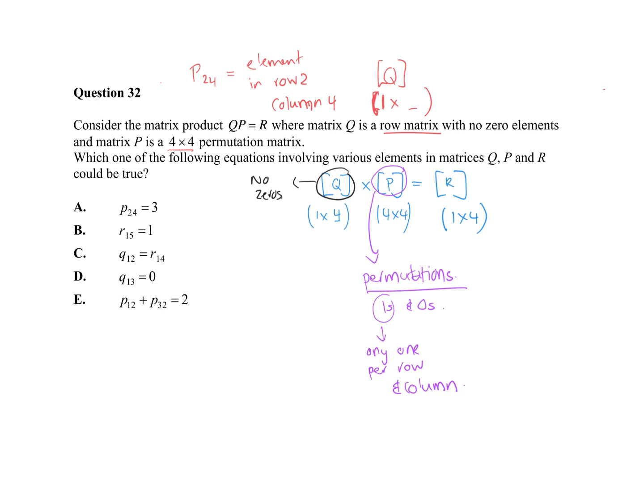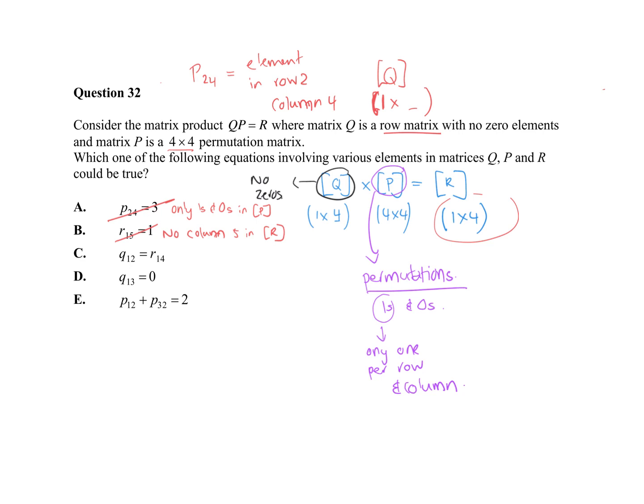So if you have a look, when they say element P2,4 could be a 3, it can't be because we said only 1s and 0s in matrix P. So it's not that. When we say R, they're saying element row 1, column 5. There's no column 5 in matrix R. It only goes up to 4, so you can get rid of that.